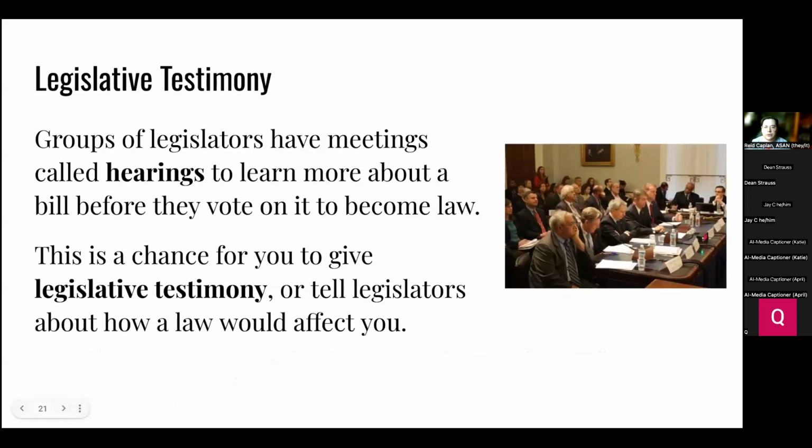So then the next opportunity we're going to be talking about is legislative testimony. Before a bill gets voted on to become a law, groups of legislators will have meetings called hearings to learn more about the bill. This is a chance for everyday people to share what they think about the bill and how it would impact their lives if it were passed. The way that you can do this is by giving legislative testimony during these hearings.